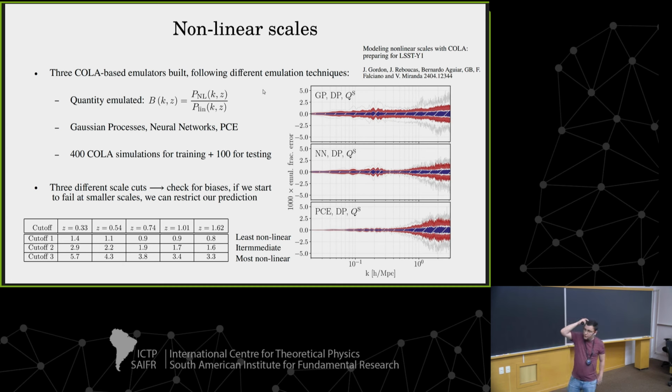We also use 3 different scale cuts. The scale cuts here are given in k, okay, so this is h over megaparsec. I forgot to put it here. We have 5 different tomographic bins. We use three cutoffs, one that has less nonlinearities, an intermediate one, and a very nonlinear one, okay?